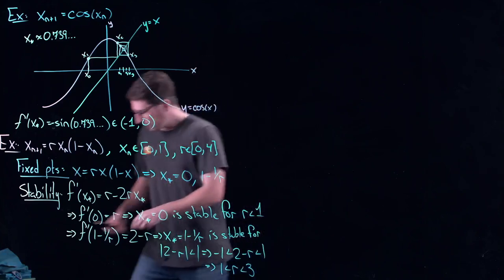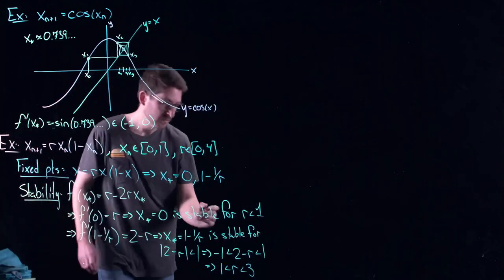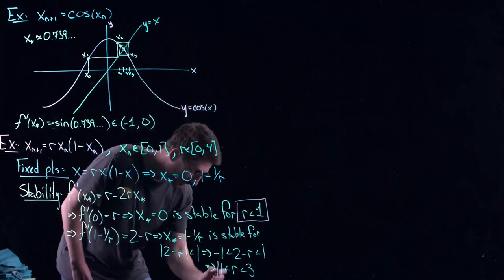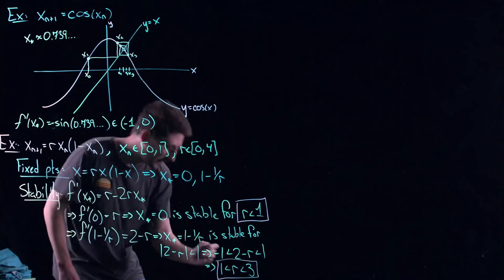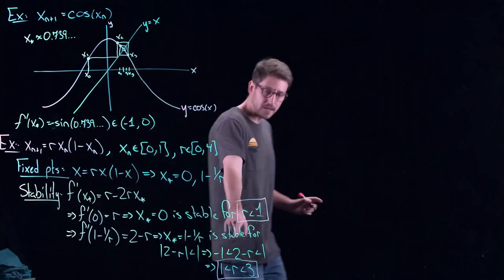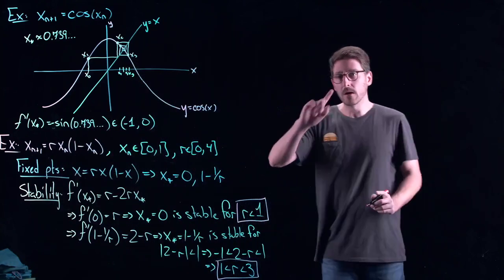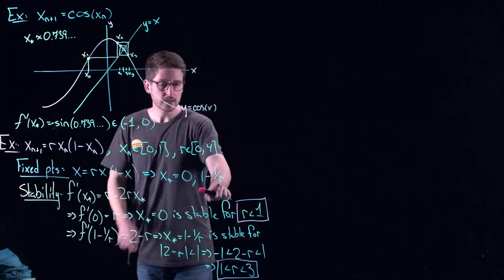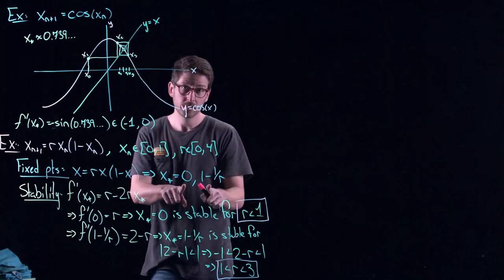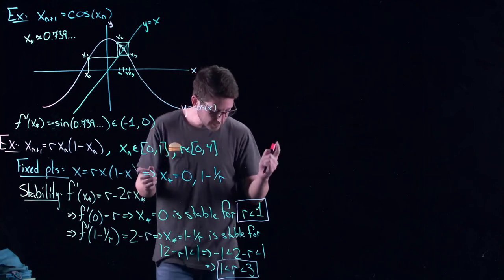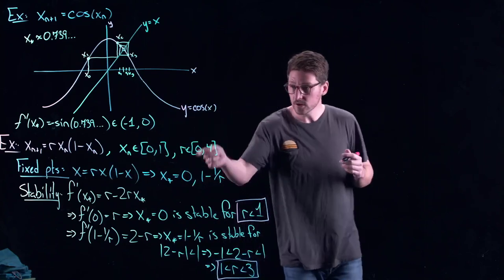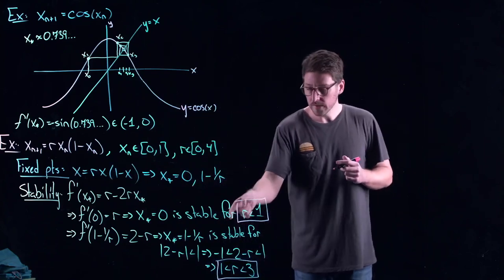So, take a look at this. One of the fixed points is stable up to 1, and then after that, the other one takes over, but it's only stable up to 3. Now, what I also want you to notice is that when r is equal to 1, these two fixed points collide. So, let's take note of something that we've already seen here. There is a collision of fixed points where they exchange stability.